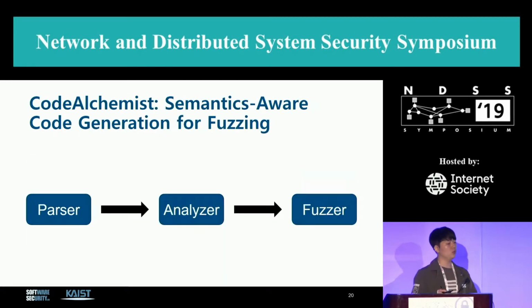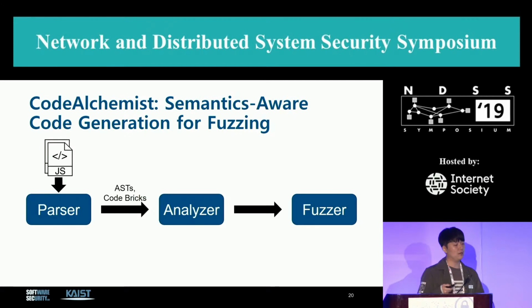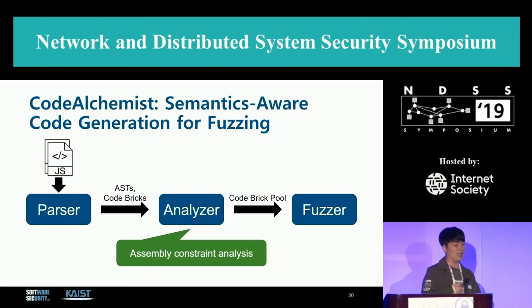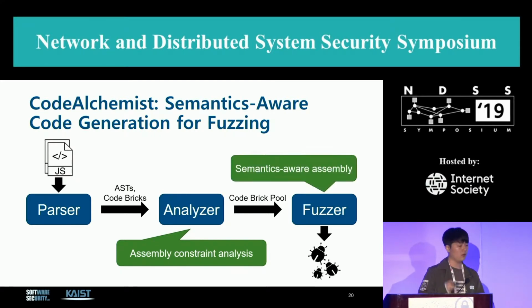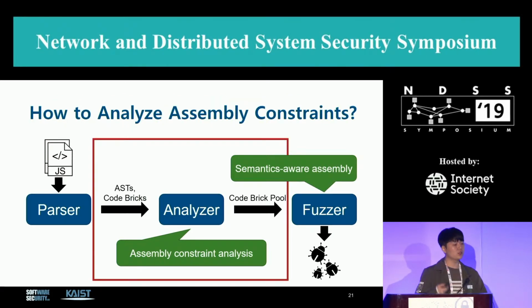So with this key intuition, we propose a new JavaScript fuzzer called CodeAlchemist, semantics-aware code generation for fuzzing, which has 3 modules: parser, analyzer, and fuzzer. First, the parser module converts a given JavaScript code snippet into ASTs and fragmentizes ASTs into code bricks in the granularity of JavaScript statements. The analyzer module figures out assembly constraints of code bricks and merges code bricks and their constraints into a code brick pool. And finally, the fuzzer module generates semantically valid code by Semantics-Aware Assembly.